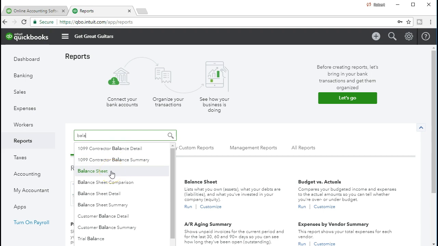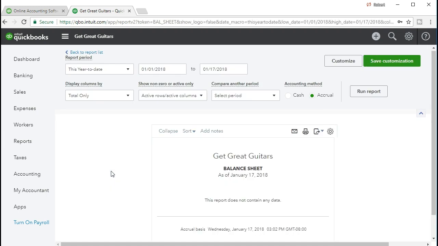So we're going to just run the standard balance sheet. Then we have the information. Now, if we haven't started any data here, then we're not going to have any data within the balance sheet. But we do want to go through this.